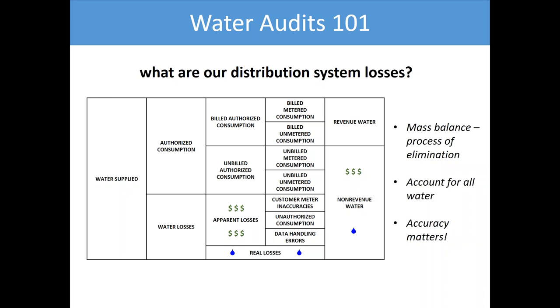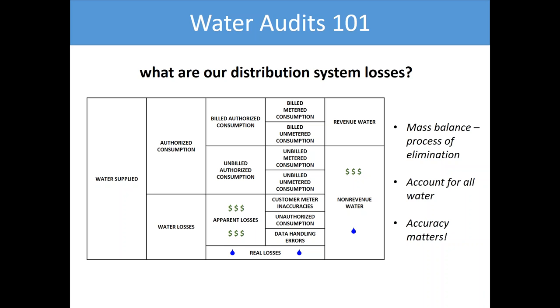The power of this process is that we account for all of the water in our system. As an industry, we've moved on from terms like unaccounted-for water because in reality, it's possible to track the ultimate destination of our water supply. And we want to empower utilities to engage with the data sources and the information to supply this kind of ledger of where water is going.